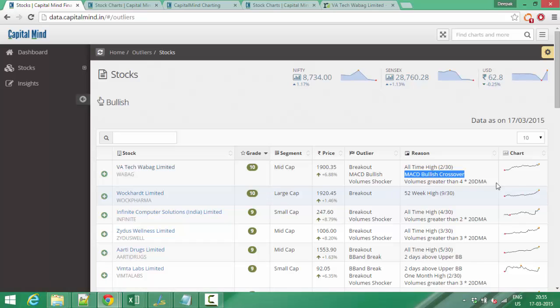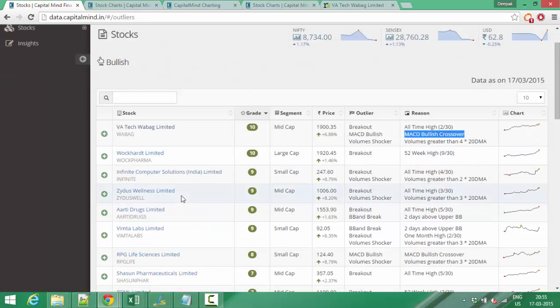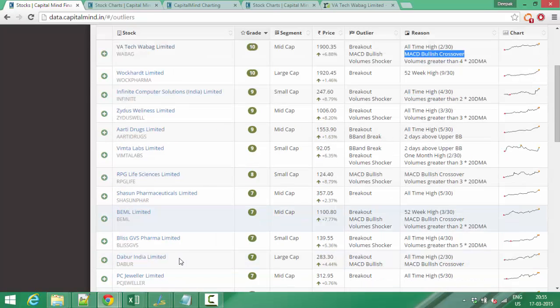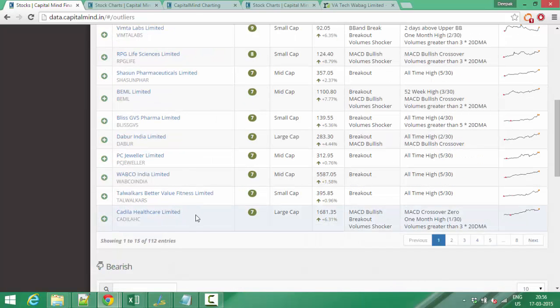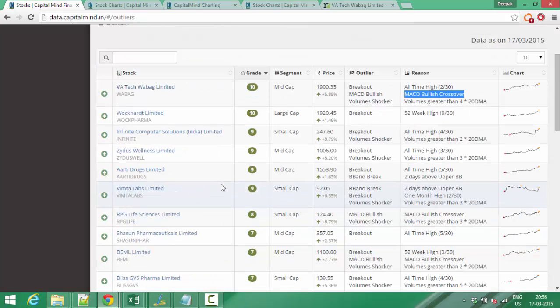One of the other breakouts that has been ridiculous has been Wockhardt. In fact, most of the outliers we're seeing nowadays are in pharma. So you've got Aarti Drugs, RPG Life Sciences, Shasun Pharma, and Bliss GVS Pharma, which is a small-cap pharma name. You've got Cadila Healthcare. So there are a number of pharma players. They dominate the outlier space. Almost all of them are on breakouts. We can see them just by looking at it over here.